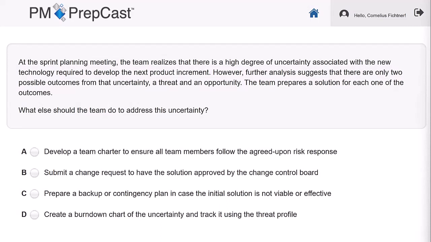Should they A, develop a team charter to ensure that all team members follow the agreed upon risk response? B, submit a change request to have the solution approved by the change control board? C, prepare a backup or contingency plan in case the initial solution is not viable or not effective? Or D, create a burn down chart of the uncertainty and track it using a threat profile? A, B, C, or D?